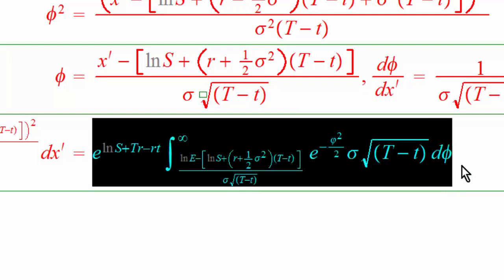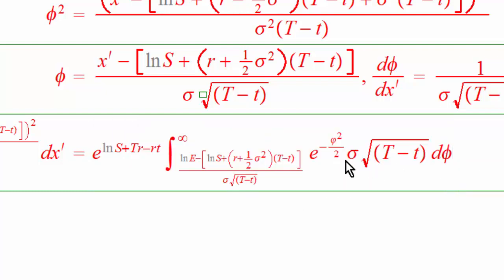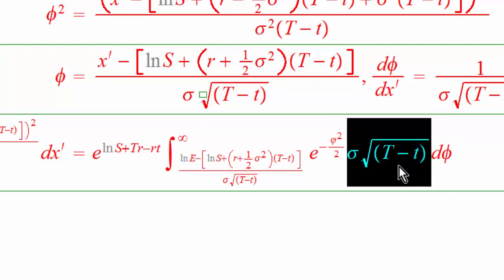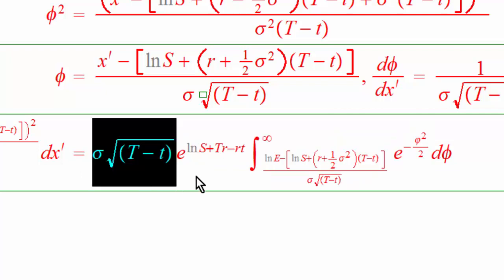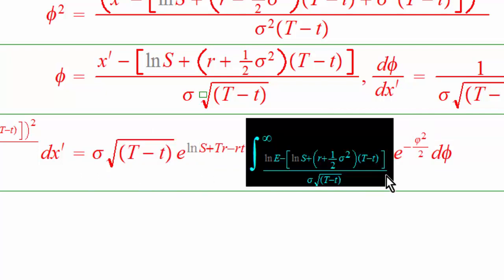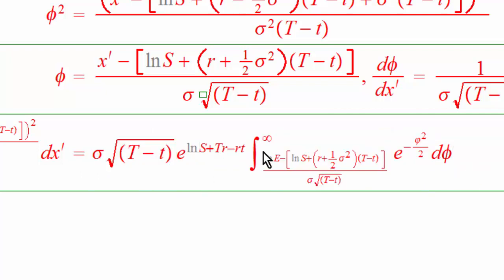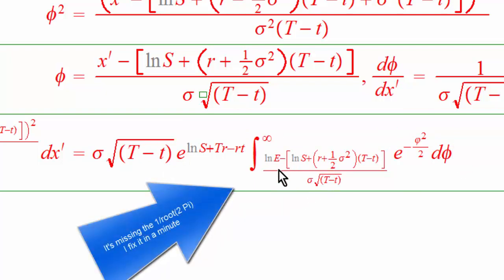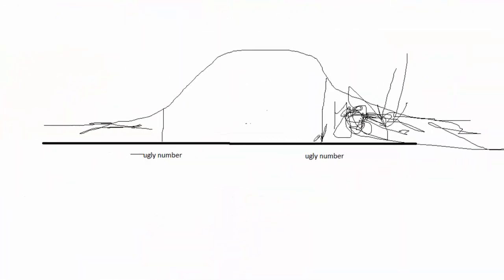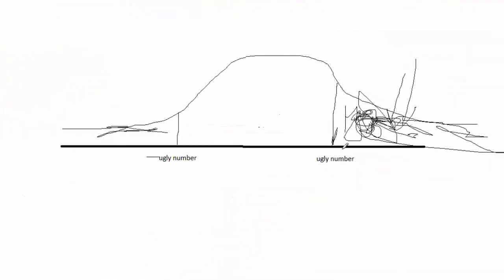So this expression, we can clean up. This doesn't have any phi's in it, so I'm going to bring it all the way to the outside. This looks like the normal curve area from this ugly number to infinity. Let's go back to my Microsoft Paint idea. That's the area from that ugly number to infinity. It's a different ugly number than before. But I can make the same argument that this area is just equal to n of minus ugly number.